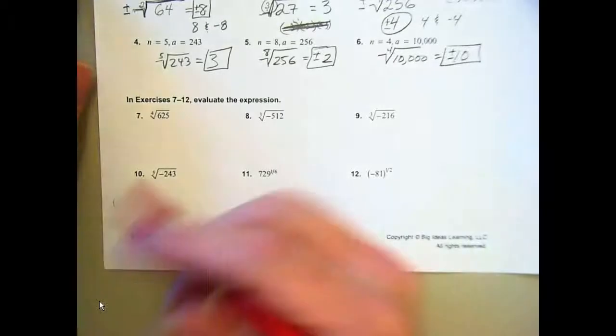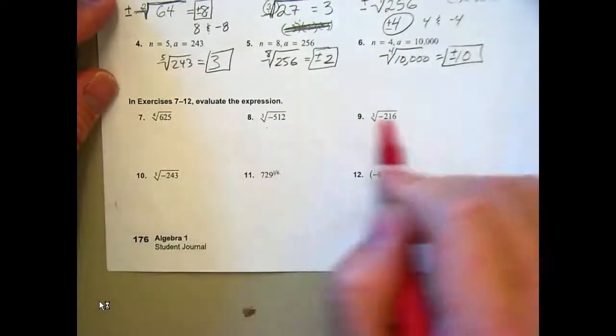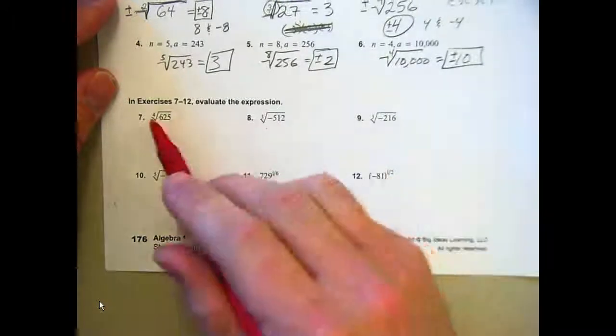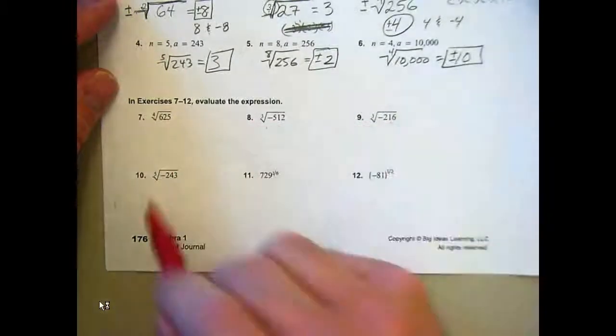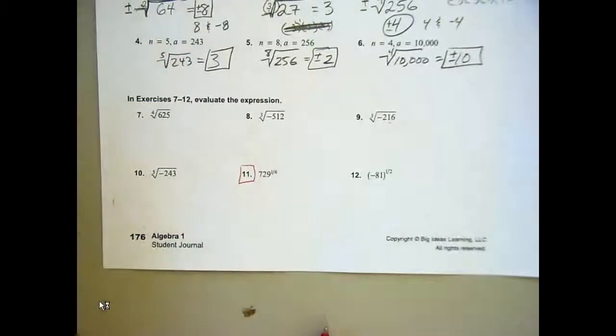But right now, using either your calculator or your table, I want you to evaluate these numbers. Number 7, 8, 9, and 10. And then give number 11 a go. Okay? 7, 8, 9, and 10. Okay, what's 4th root of 625?